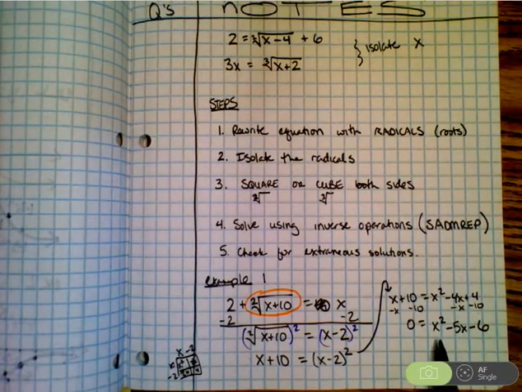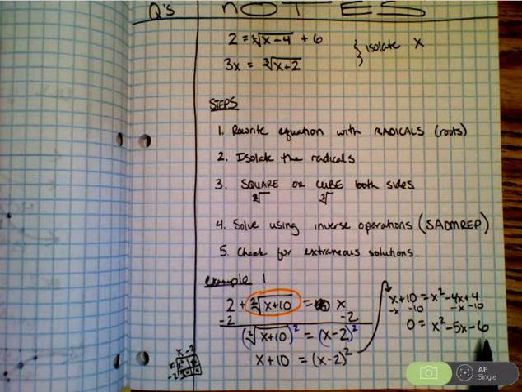I take a look at that, and I think, I could use the quadratic formula. I could think about whether I know two things that multiply to negative 6 and add to negative 5. My first instinct is negative 2 and negative 3, but negative 2 plus negative 3 is not negative 6.